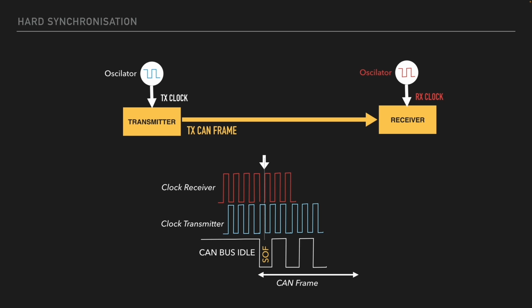Now, we have the first transition of the edge, which is the start of frame bit. And the start of frame bit is the start point for the hard synchronization. The clock of the receiver is still out of phase, but because it has detected the start of frame, it's going to adjust its clock circuitry. And watch. It aligns it, and right now it is back in phase with the clock of the transmitter. And now we can clock in the bits in a proper way. But this is hard synchronization.